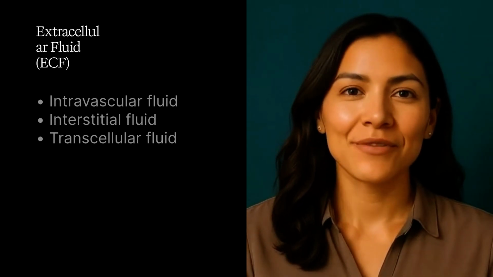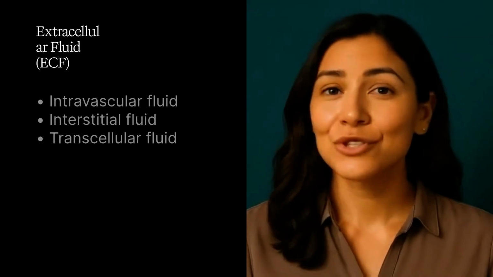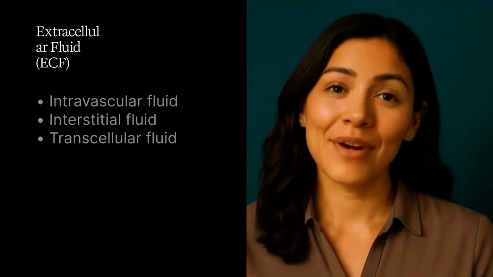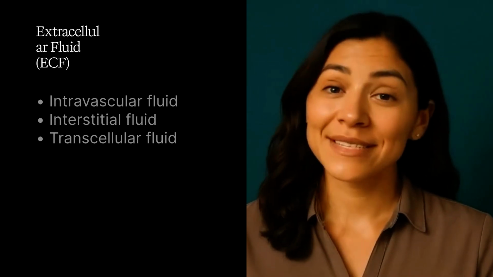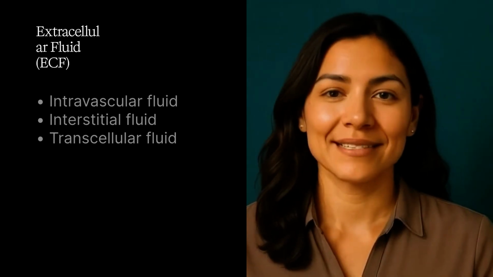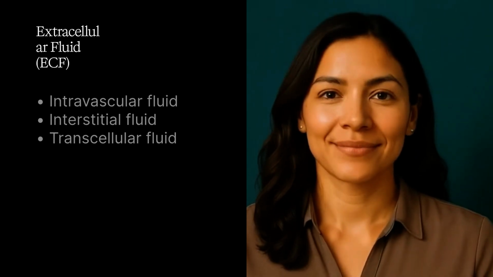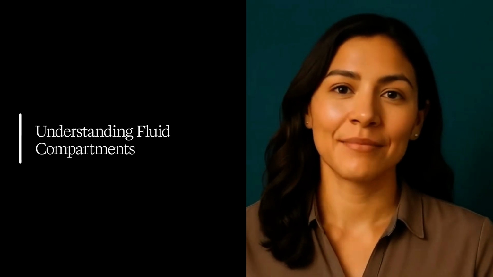Intravascular fluid, the fluid inside our blood vessels, also known as plasma. Interstitial fluid, the fluid that surrounds our cells. Transcellular fluid, a small amount of fluid found in specific body cavities like the spinal column, joints, or around the heart and lungs. These fluid compartments are all interconnected and work together to maintain a balanced, homeostatic environment.